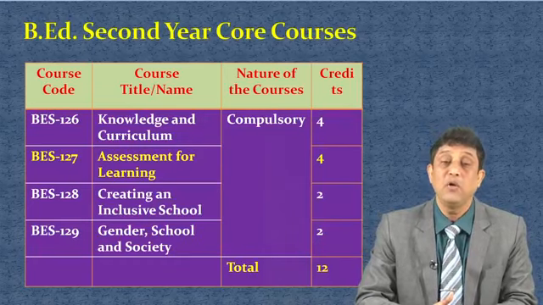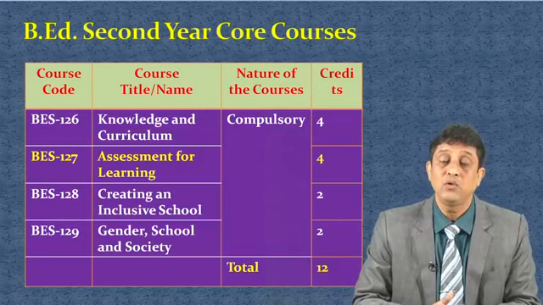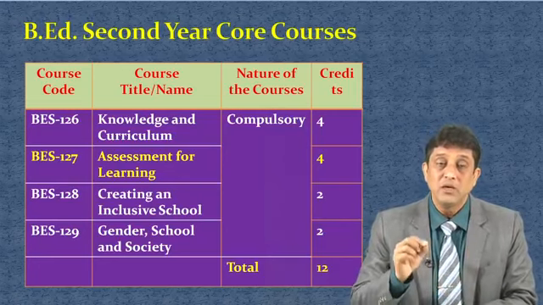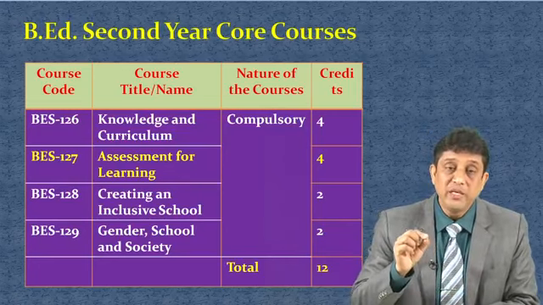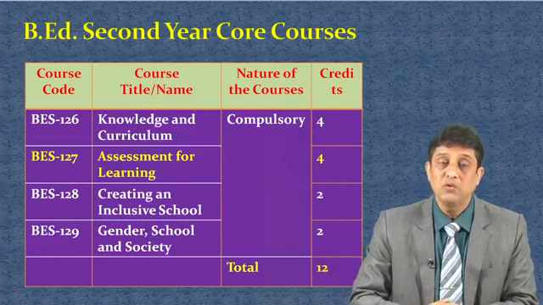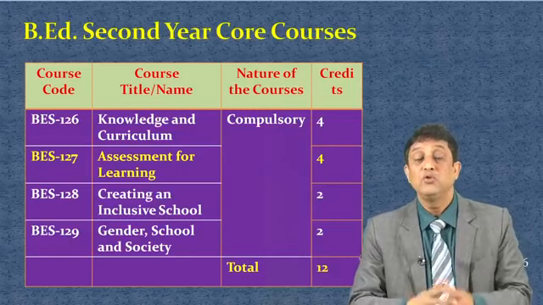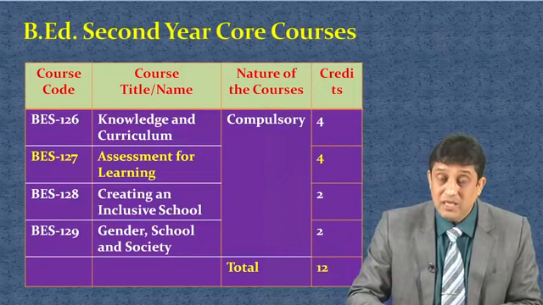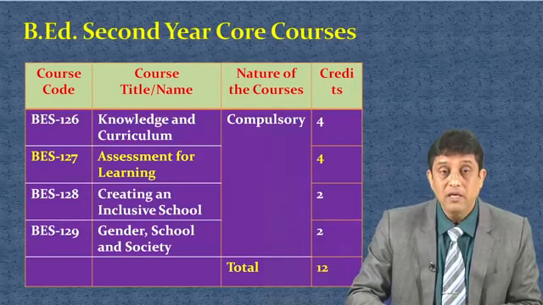So if you include all these credits, then there are 12 credits of core courses they have to study in the second year of this B.Ed program. And among these core courses, one course, BES 1 to 7, this is the course code, and the course titled Assessment for Learning, today we will discuss, and further we will discuss the detailed course structure, blocks and units that have been included in this course.